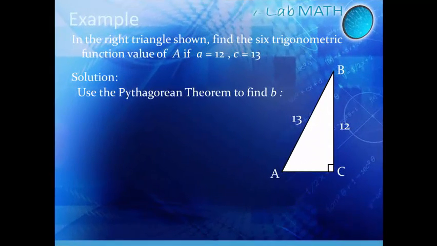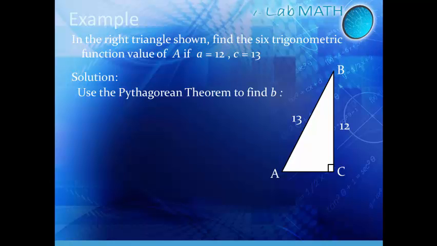Let us have another example. In the triangle shown, find the six trigonometric function values of acute angle A if side a is 12, side c is 13. We have a missing side, which is side b. We cannot find the six trigonometric functions if we do not know all the three sides. So what is the first step? Find the missing side. How?